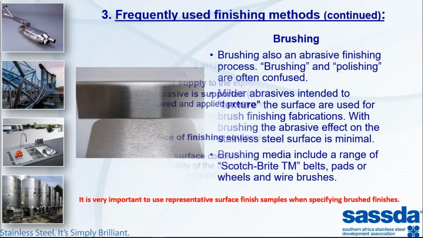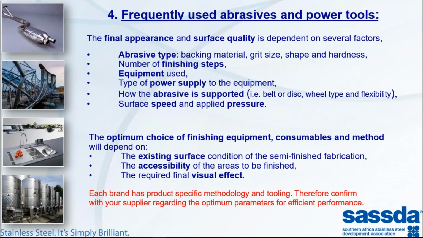Right. So what's important normally when we talk about the final appearance and the quality of the surface? I would say the surface quality is more important than the appearance, but the two go hand in hand. It's dependent on your abrasive type. Your backing material is very important because that gives you more or less flexibility, the removal of heat, things like that. Your grit size, your shape, and your hardness are important. Then also the number of finishing steps. Like I've mentioned, you can't go from a 2B to a mirror finish in one go. Then also the equipment and its power supply.